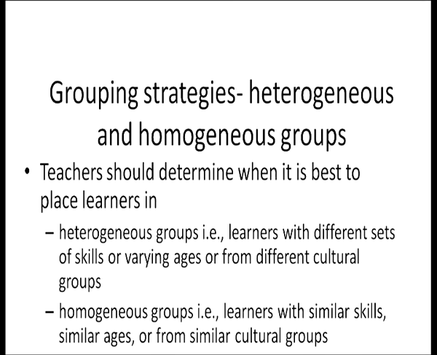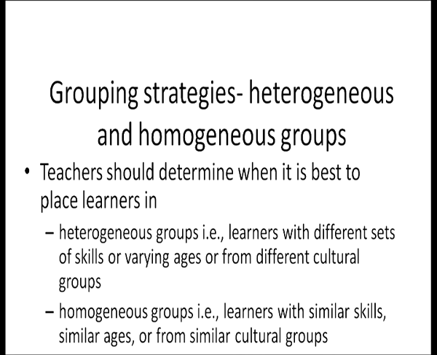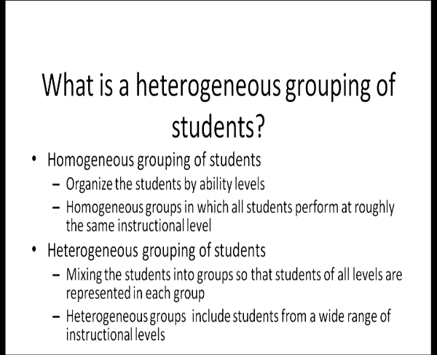Now it is very important for the teacher to understand when she has to use a whole group situation, when she has to conduct small group activities, when she needs to pair students together, and when individual work is appropriate. She also needs to determine when it is best to place learners in either heterogeneous groups or homogeneous groups. Now, homogeneous groups are groups where learners with similar skills, similar ages, or from similar cultural groups are grouped together. Heterogeneous groups, on the other hand, are groups where learners with different sets of skills or varying ages or different cultural groups are grouped together.